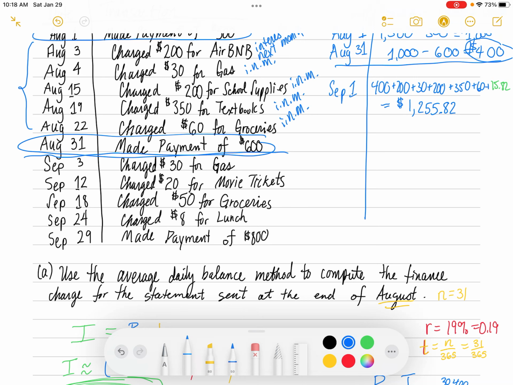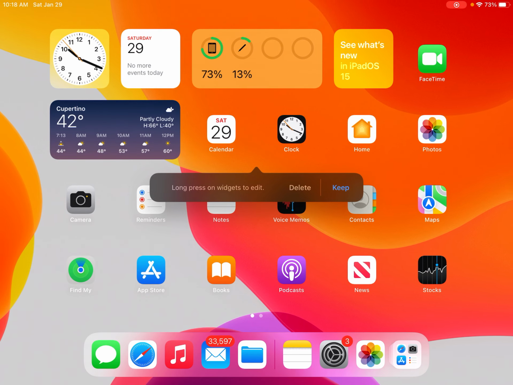That's September 1. Now let's see what else happens in September. So we bought some gas for $30. It's not going to be collected interest on this month. So interest will not be collected this month for any purchases in September. So interest next month. Same for movie tickets. Interest will be collected next month. Same for groceries. Interest next month. Same for lunch. Interest next month. But then on the 29th, a big thing happens. We don't buy anything. We pay off part of our bill on September 29th.